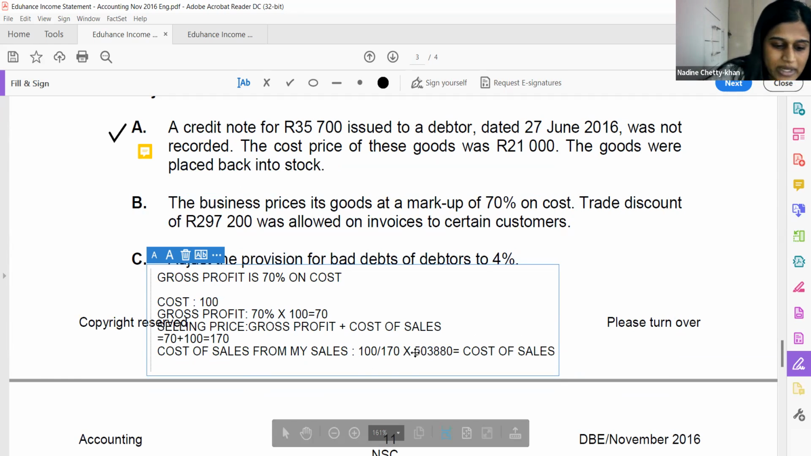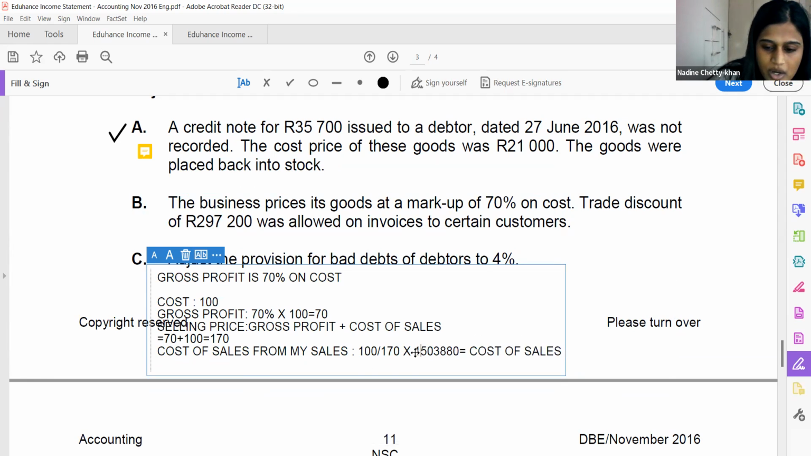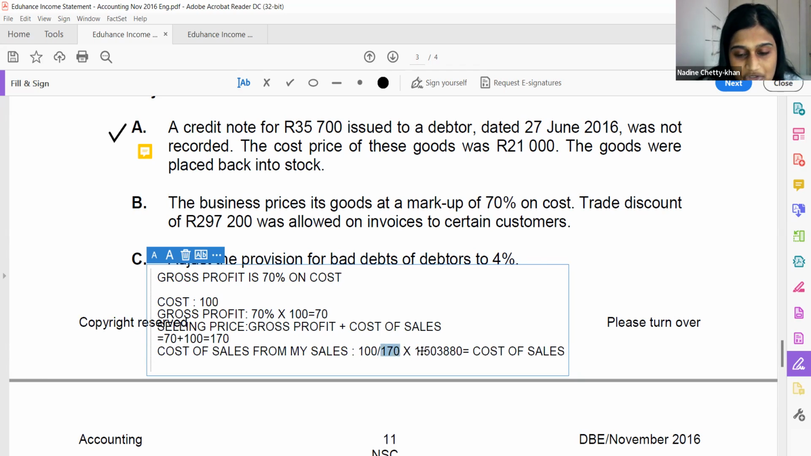And because we are calculating, it'll be 1 over 538,800. So let's just think about that. Cost of sales is 100 on the top. The 1 represents the machine cost of sales number. 170 is the part of the ratio that relates to sales. And 503,880 is our actual sales.